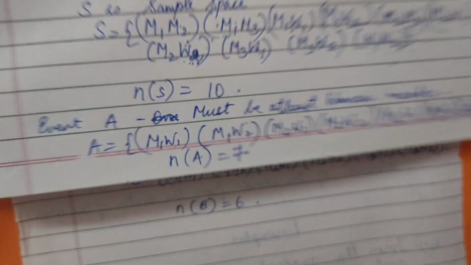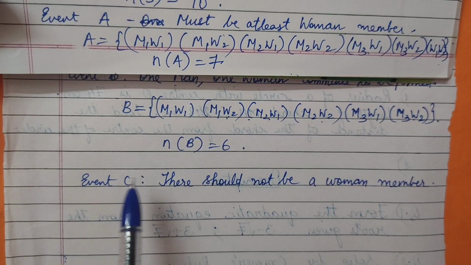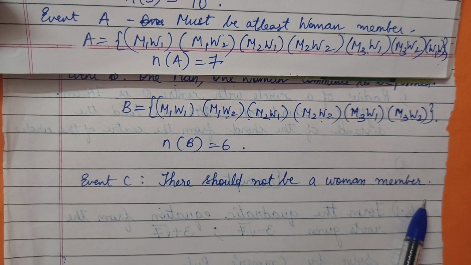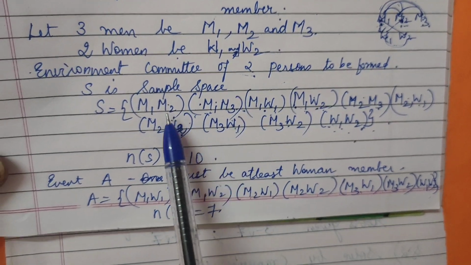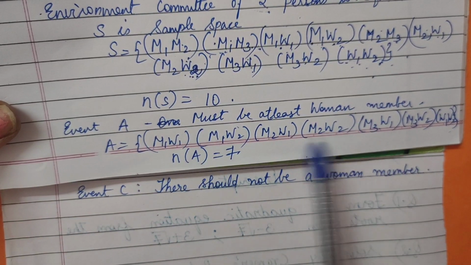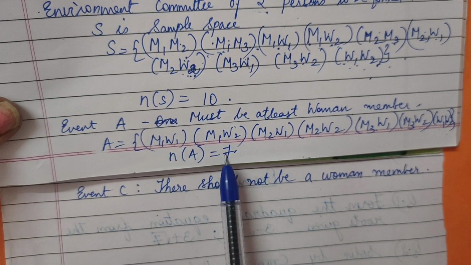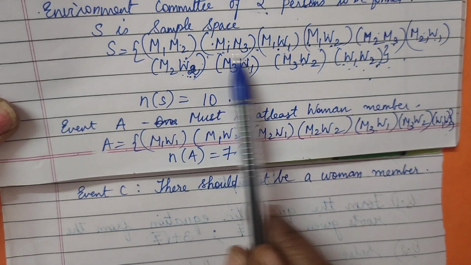Okay, let's go for the third one. Event C. Third event says there should not be a woman member. औरत ही नहीं होना चाहिए. Where all we can see? See here, these all where we have a woman. So 7 we got it. So only 3 will be left now.